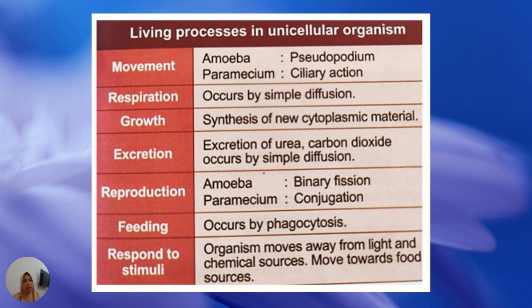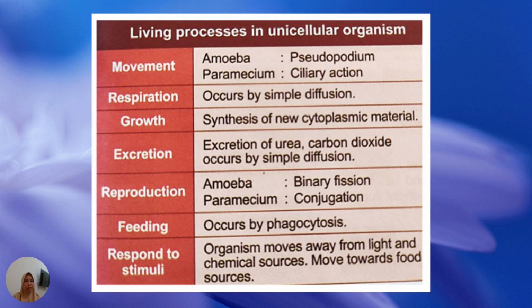Reproduction. Reproduction in the amoeba occurs by binary fission or spore formation. In the paramecium, it will reproduce by conjugation. Please refer to page 29. There is a little bit of information about conjugation. Please read it.